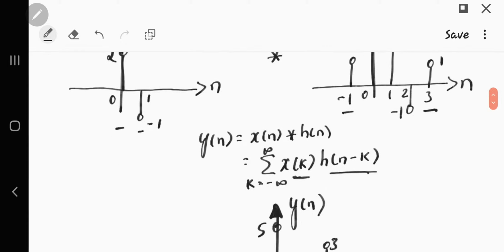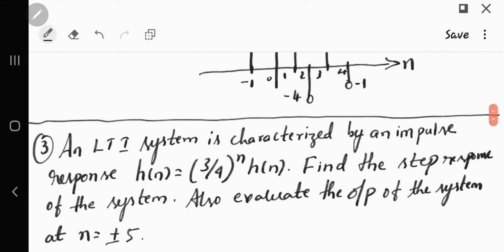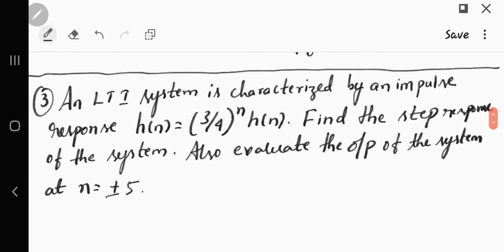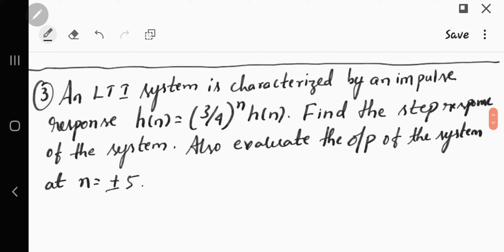So in the next case, I will be taking a different kind of signal. Here is the problem for you. We have an LTI system which is characterized by an impulse response h of n is equal to (3/4) to the power of n, and they have asked you, I think it's not h of n, I guess it is u of n. Okay, so this one is u of n.